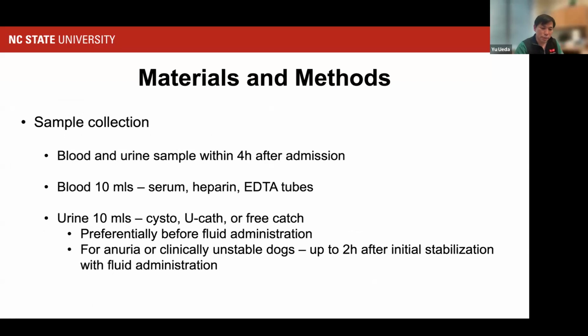After admission, within 4 hours, they collected blood and urine samples, including urine collection by cystocentesis, urinary catheter, or free catch. They tried to get all these urine samples, as well as the blood samples, before fluid administration. But some of the patients got fluid administration for resuscitation in the ER, and in that case they tried to get the urine sample within 2 hours after initial stabilization with fluid administration.